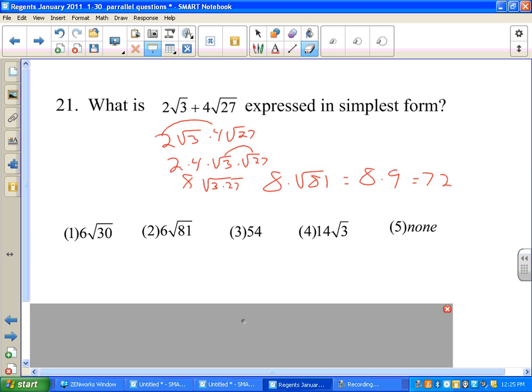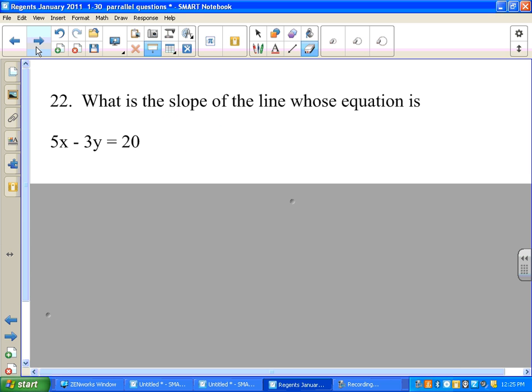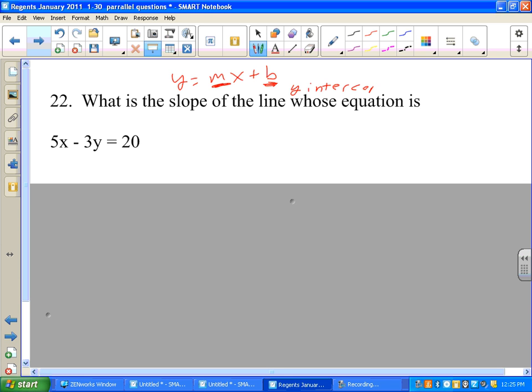Let's take a look at number 22. What's the slope of the line whose equation is this? Well, remember, it's easy to read the slope off of an equation when it's in y equals mx plus b. M is the slope, b is the y-intercept. So the first thing that I'm going to do personally is I'm going to add 3y to both sides. Why do I add 3y? Because the y was negative, and I don't want to deal with dividing by negative numbers.